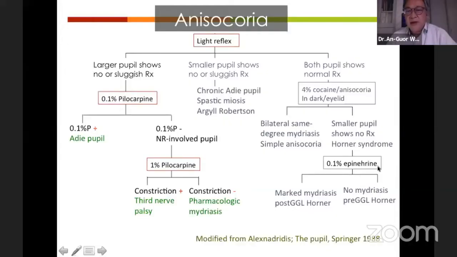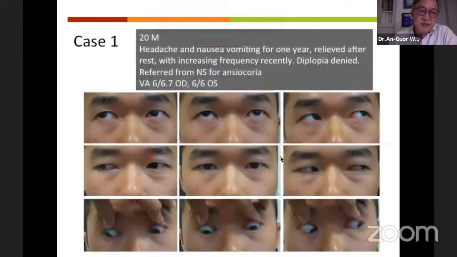In this category, we would think about simple anisocoria and also Horner syndrome. Today we are going to focus on the larger and reactive pupil.